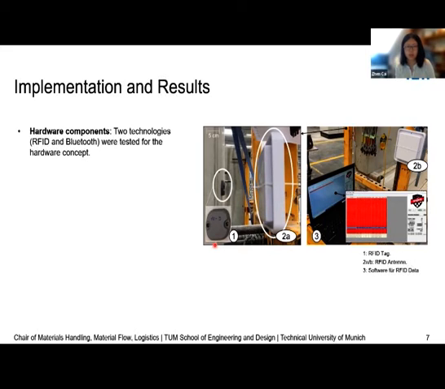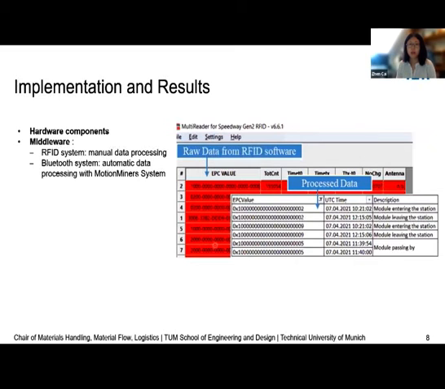It's very sad that we could only test the RFID system in a real-world scenario in the fabrication plant, due to the Corona constraints. The Bluetooth system we have only tested in our lab at the university. In the middleware, we have also tried two different types of data processing for our different systems.